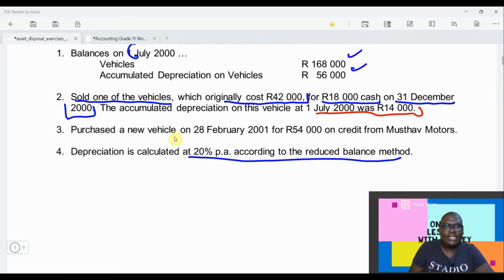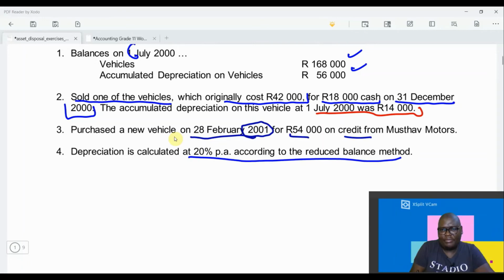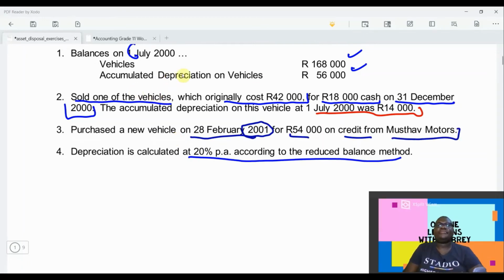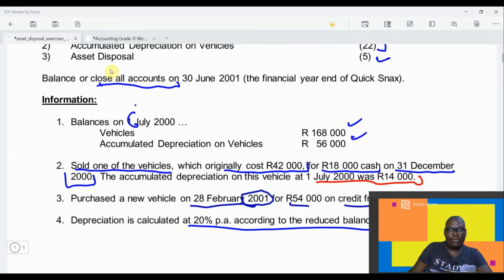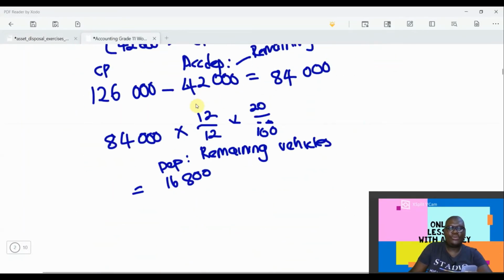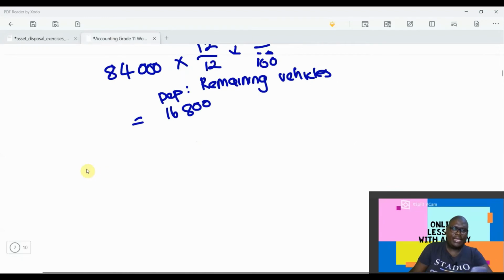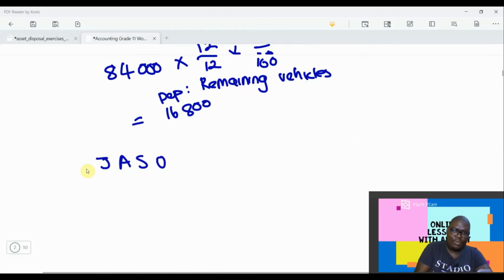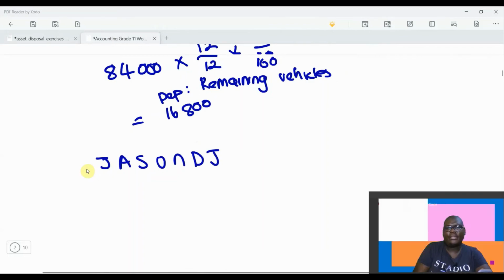Now they're saying that we purchased a new vehicle on 28 February 2001 for 54,000 on credit from Must Have Motors. Okay, so what are we going to do now? We are almost done with this question. So what we're going to do is draw the timeline again. Remember, it's July, August, September, October, November, December, January.